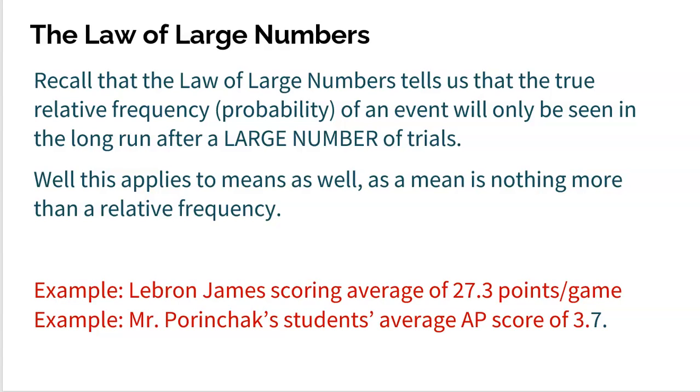Another example is Mr. Princhak's students' average AP score, which is 3.7. I've had many students sit down and take the AP stats test, and over the long run, over many students, the average score is 3.7. Now, you can't even score 3.7. You can get a 3, a 4, a 5, a 1, or a 2. But after looking at many students, the average in the long run is 3.7. So the law of large numbers applies to means as well, because that's all the mean is. It's the average in the long run.